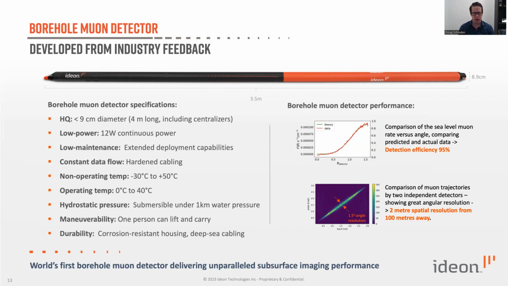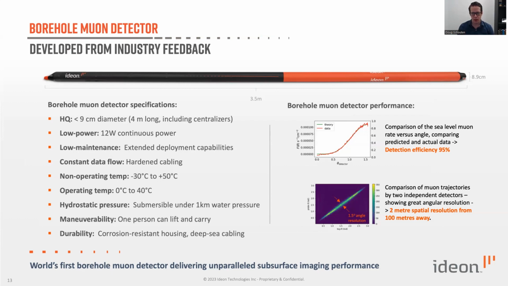It consumes quite low power, considering the fact that it has very, very fast electronics to be able to resolve muons that pass through the detector in less than a nanosecond. And we are able to deploy this in quite harsh conditions, with non-operating temperatures from -30 to 50 and operating temperatures within a reasonable range for most borehole applications in mineral exploration. So it's submersible down to about 1 kilometer of water pressure, but still maneuverable to be able to be manipulated on surface and deployed. So you can see some intrinsic characteristics of the system from lab testing.